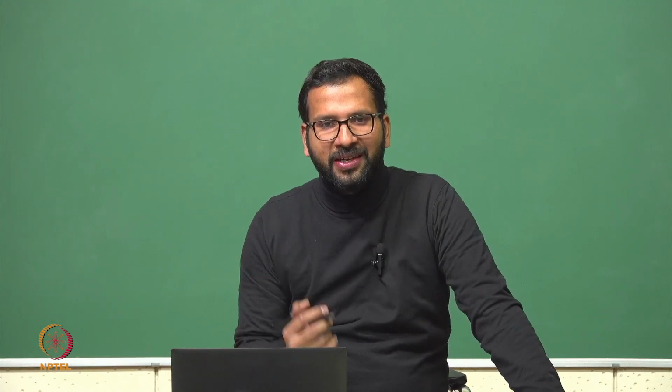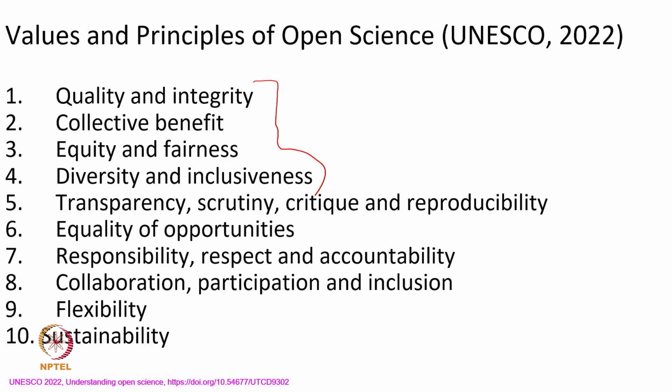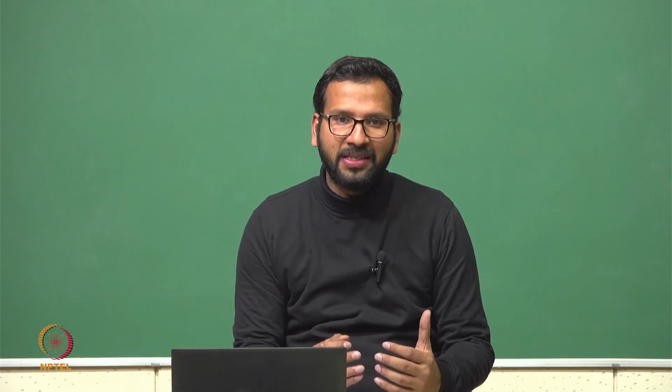So let us first discuss what these four values are: quality and integrity, then collective benefit, equity and fairness, and diversity and inclusiveness. So the first value is quality and integrity, which ensures that high quality standards for science are followed, that enhances the transparency and accuracy of evaluating scientific methods and outcomes.